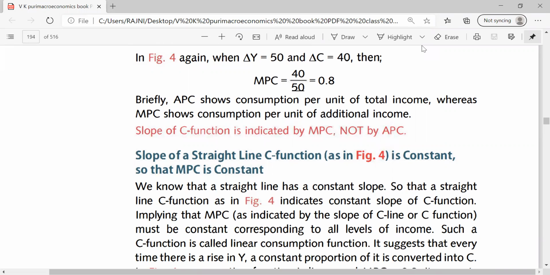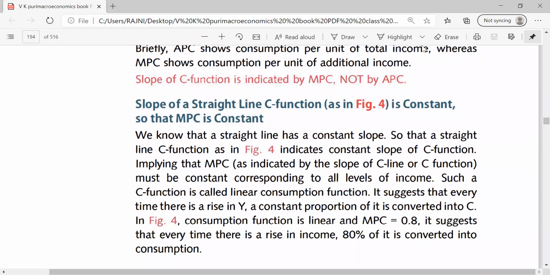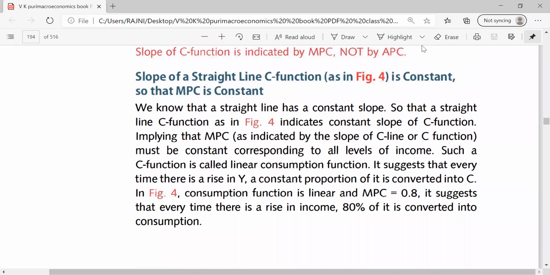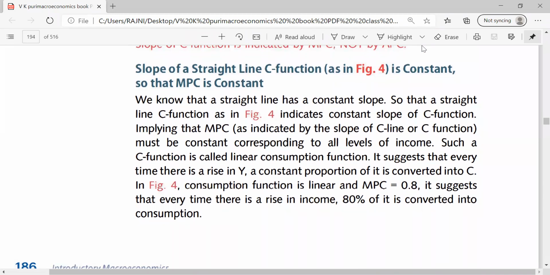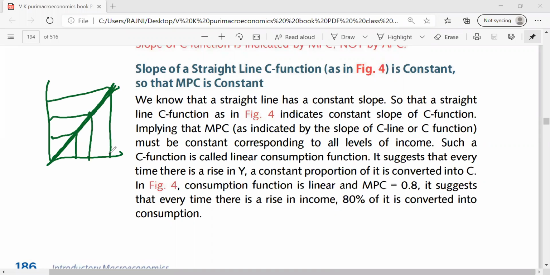Okay, और जो हमारा consumption function है, that is mainly indicated by the marginal propensity to consume, not by the APC, average propensity to consume. Now the next small topic is there. What is the slope of a straight line consumption function? It is constant. So MPC is also constant. कि suppose हमारा जो consumption function है, by chance वो एक straight line में है, it means कि उसका slope जो है constant है, right? तो क्या वहां पर MPC भी constant होगा? Yes, because at every point there will be the similar changes.